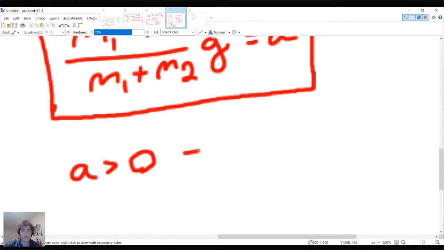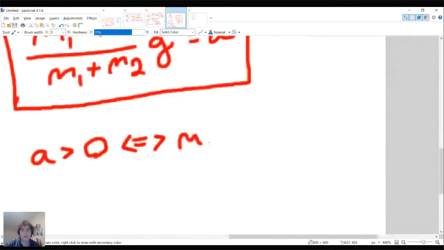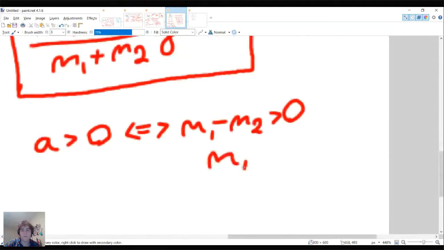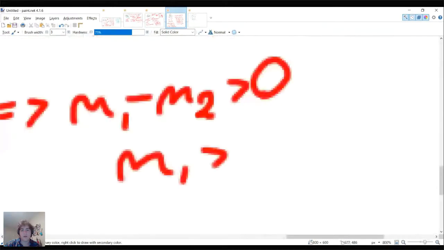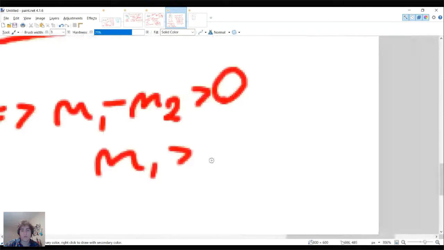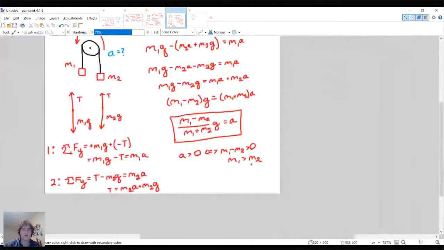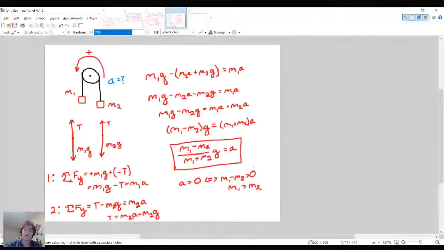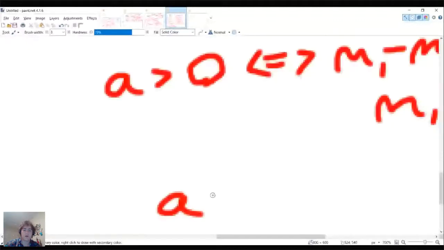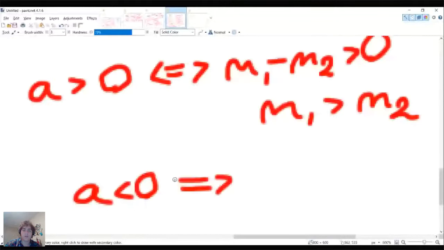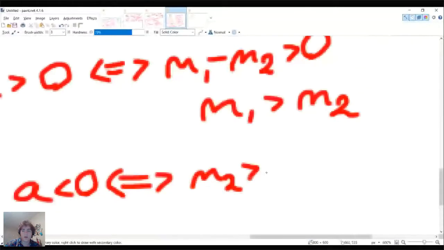Some mathematical notation: this double arrow means two mathematical statements are equivalent. A greater than 0 is equivalent to M1 minus M2 being greater than 0, which means it'll accelerate that way if M1 is greater than M2. That makes sense, because if M1 is greater than M2, the string is pulling more on that side, so the system accelerates in that direction. And for the opposite case, A less than 0 is equivalent mathematically to M2 being greater than M1, which is nice, I think.